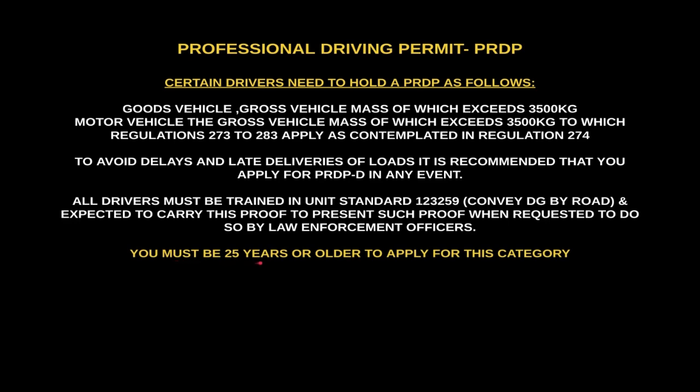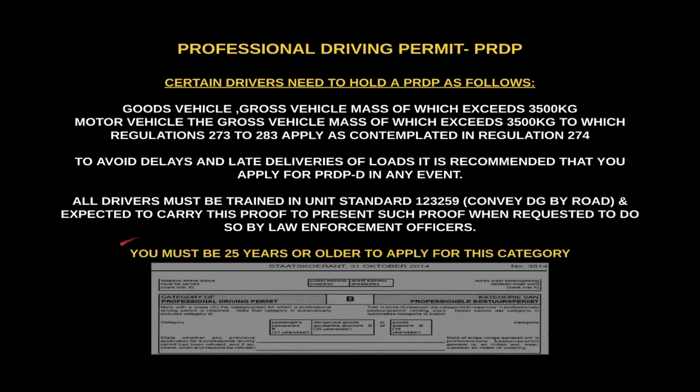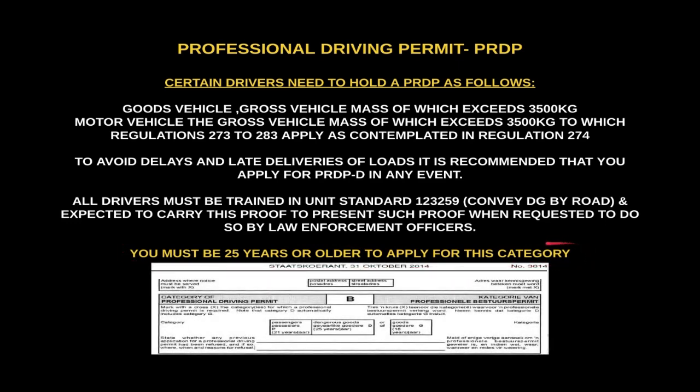Now, you must be 25 years or older to apply for this category. So at the traffic department, when you bring the certificate that you get after this, you need to make sure you are 25 years or older if you are applying for category D. Otherwise, they will not issue you with a dangerous goods driving permit.